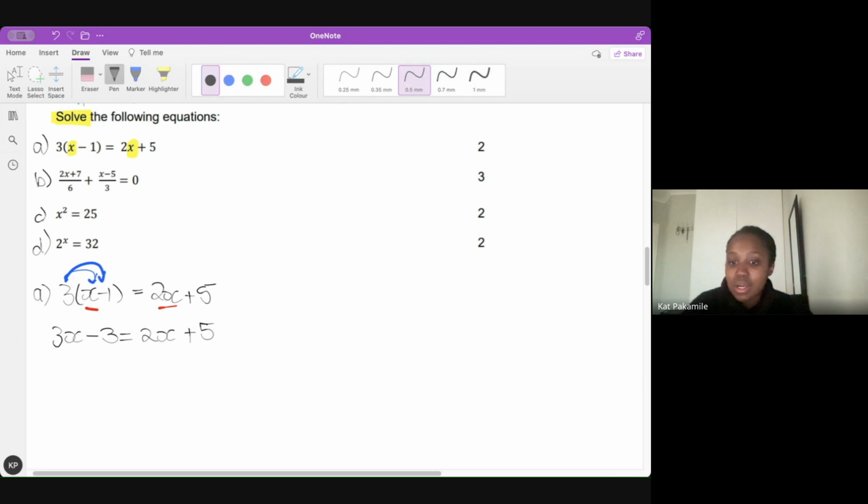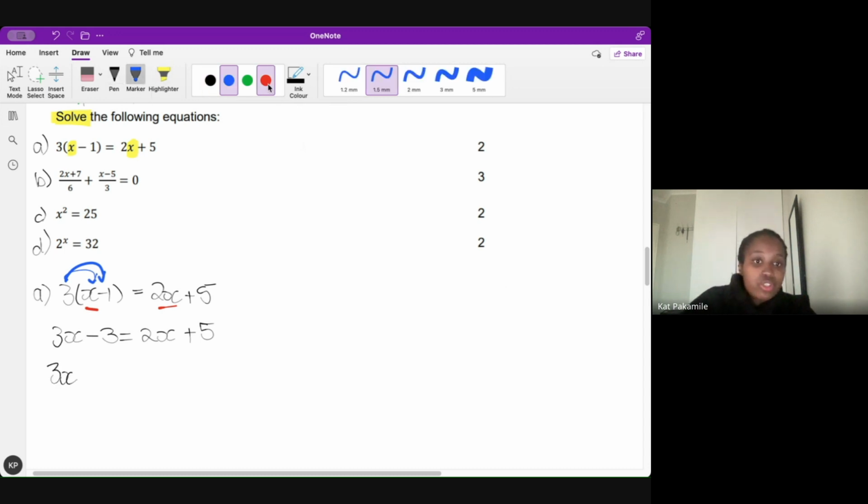Now what? What problem do we have now? I always say get x on its own, but that is very difficult at this moment because our x's are on opposite sides. So get all the x's on one side and all the numbers on the other side. So let us do so. So 3x, I'm going to keep it this side, but I'm going to move my 2x to the left-hand side.